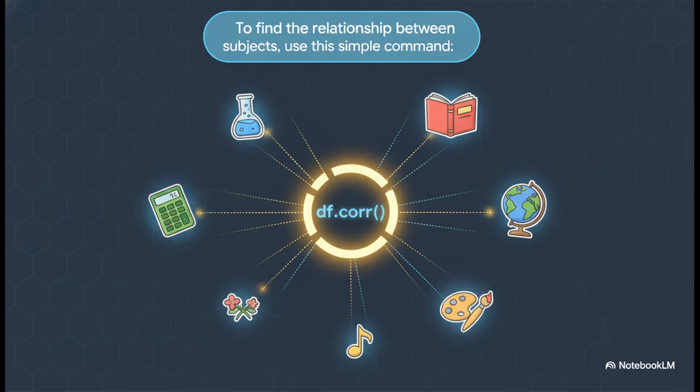And this is where Python just shines. It's so powerful. To find the hidden relationships between all of our subjects, you don't need some super complex formula or hours of work. You just need one single command, df.corr(). That's it. That one command tells pandas to figure out the relationship between every pair of subjects for us.